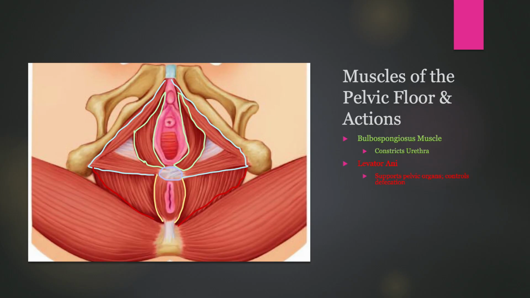Next, we have the levator ani. That's right at the bottom, if you look where the anus is, you'll see like a red line on that muscle. That's the levator ani. The action is to support the pelvic organs and it controls defecation. Next, we have the external anal sphincter highlighted in yellow around the anus. This keeps the anal canal closed.